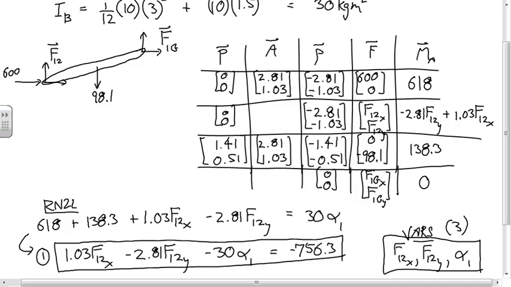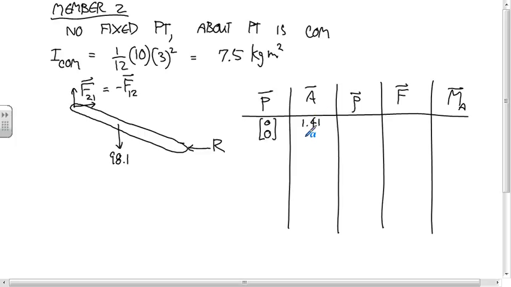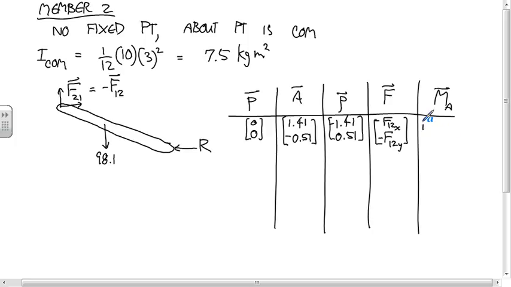Yeah, and so that's 1.41, negative 0.51. Right, this angle is negative 20. So it's 1.5 times cosine of negative 20, 1.5 times sine of negative 20. So the row vector is negative 1.41, positive 0.51. The force is negative F12x, negative F12y. And so the moment is 1.41 F12y minus 0.51 F12x. Oh, wait, I just overlooked that negative. So this should be positive. Yeah.